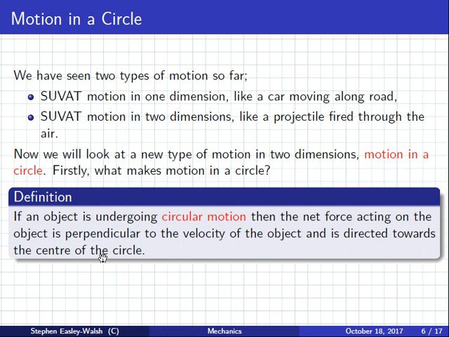So in the exam, for the definition, they want to see directed towards the center, and that it's perpendicular to the velocity for 2 marks. 1 mark for this, and 1 mark for this. Okay, so please write this down carefully.